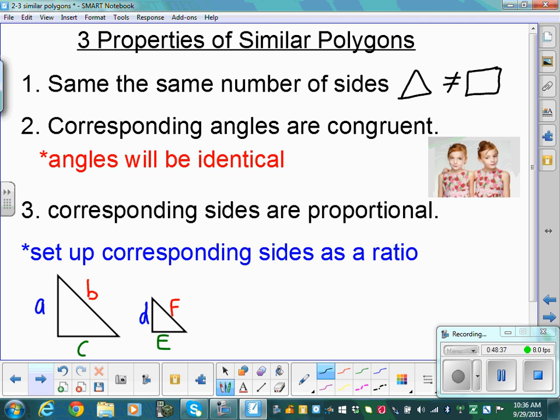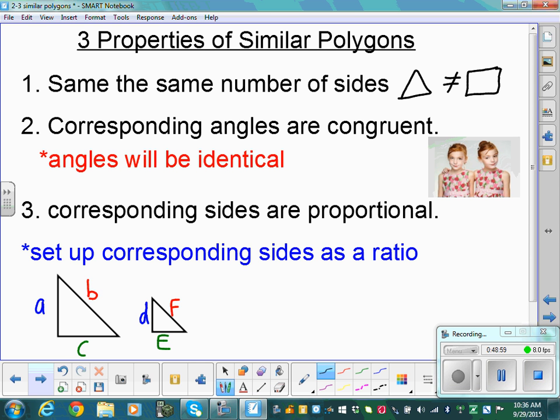Now these are the 3 properties that make something officially qualified to be considered similar polygons. So first thing's the easiest. It has to have the same number of sides. This one's pretty straightforward, guys. A square is not going to be a similar polygon to a triangle. They have a different number of sides. So the first one kind of goes without being said.